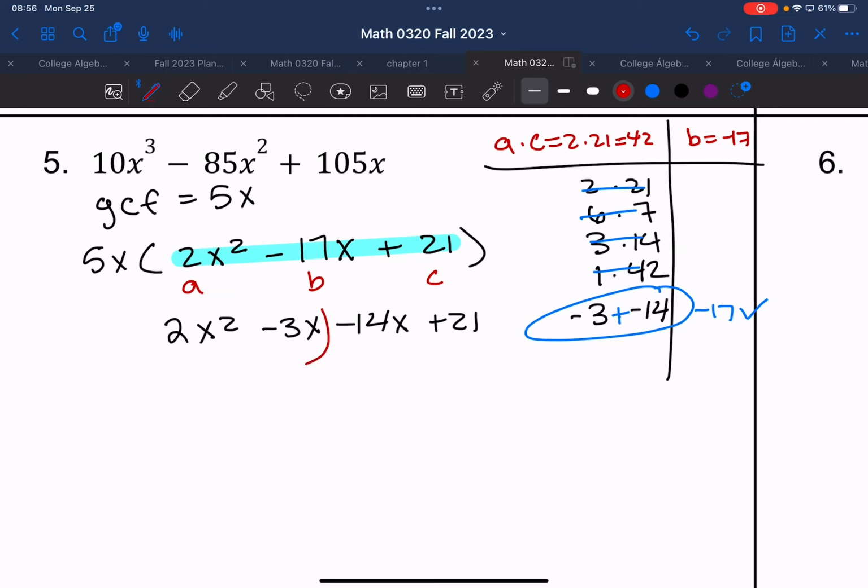So now I'm grouping and taking out the GCF. So what would be the GCF between 2x squared and negative 3x? Just an x. So I'm left with 2x minus 3. What about from negative 14x and 21? 7. If we take out a positive 7, would that give us a positive 2x?